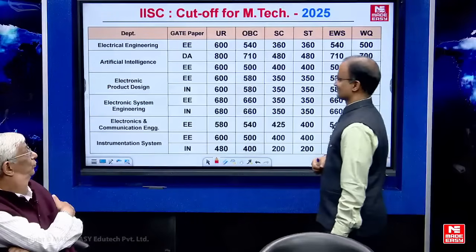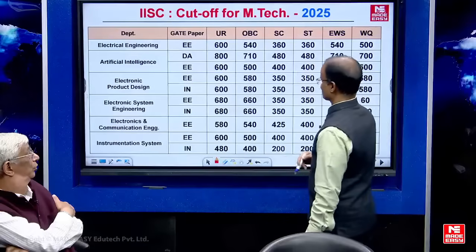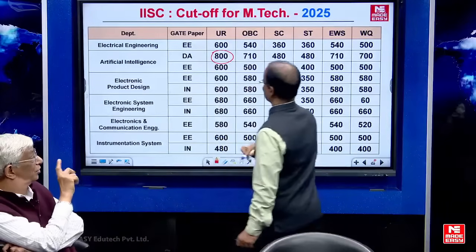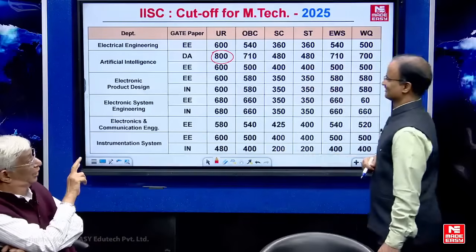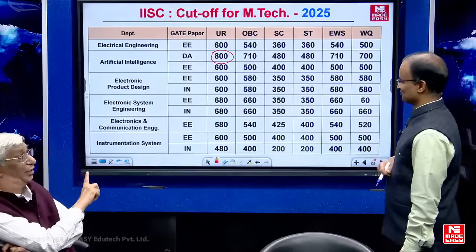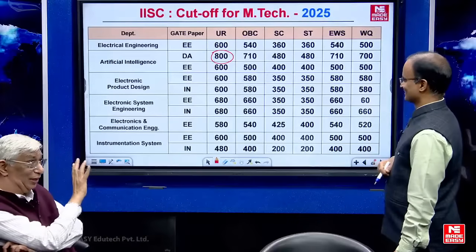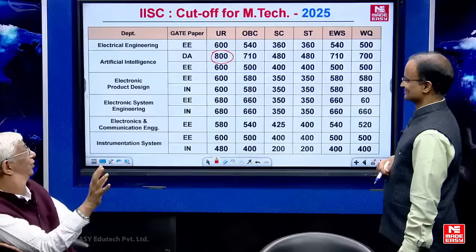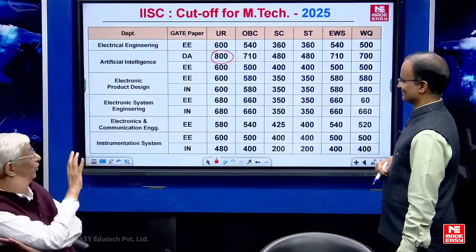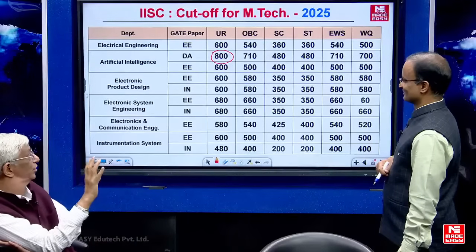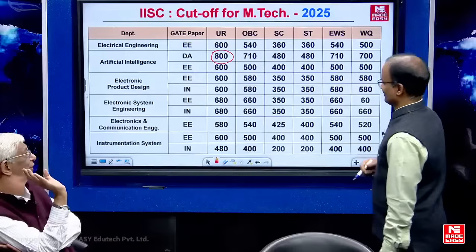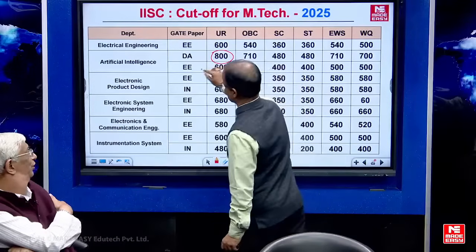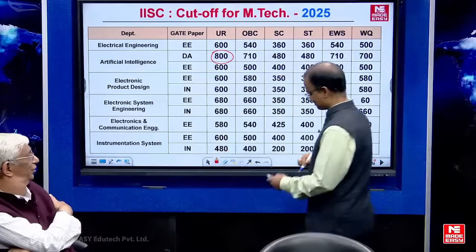These are the last year cutoffs. Suppose you see the cutoffs for artificial intelligence. Sir, these are the cutoffs for eligibility for admission, not the final admission. It is like likely to be called for admission. So if your score is less than 800, don't expect admission for artificial intelligence in case your GATE code is DA. For electrical, I think 600 maximum. Electronics engineering, product design, yes.